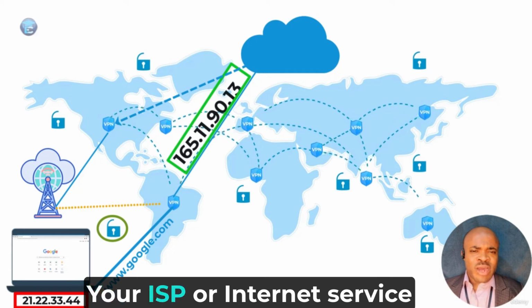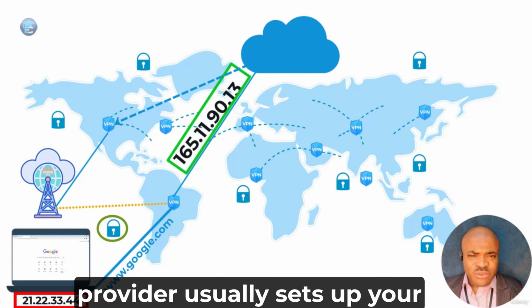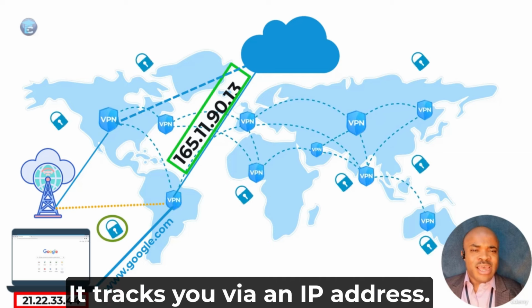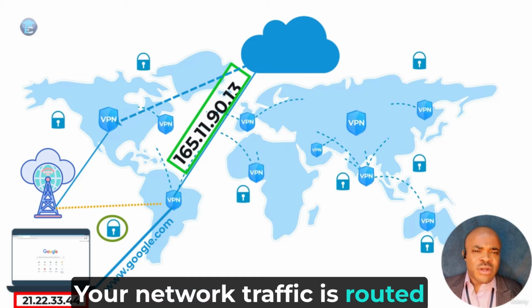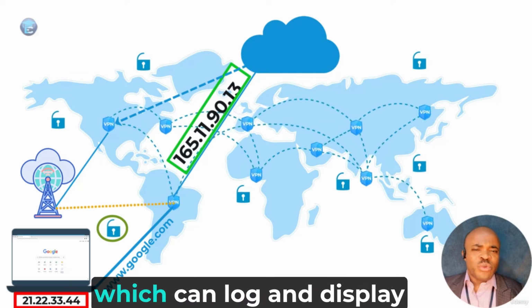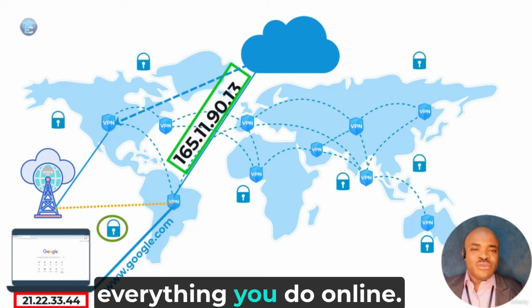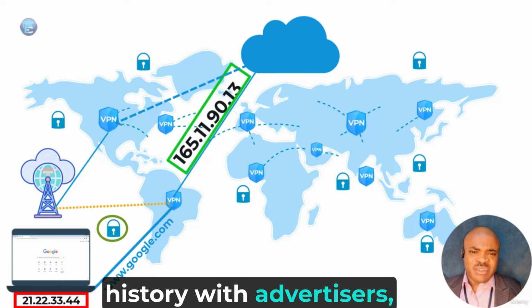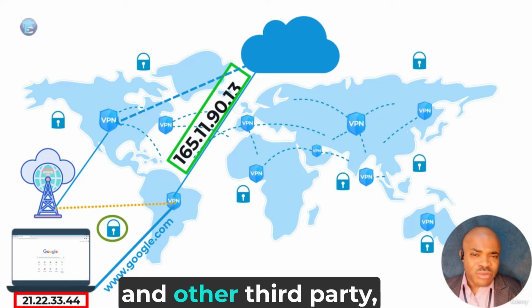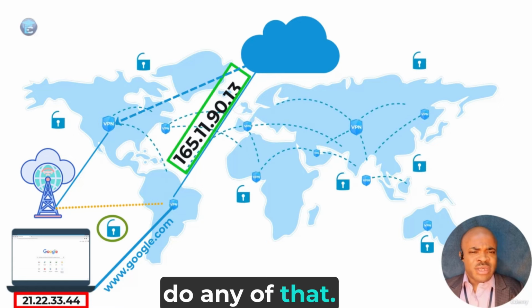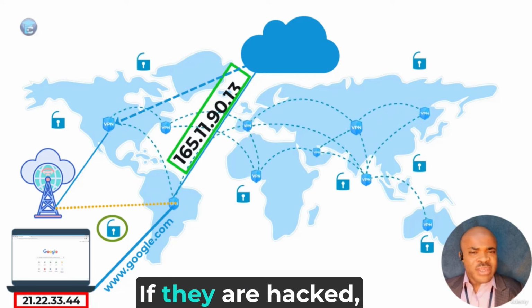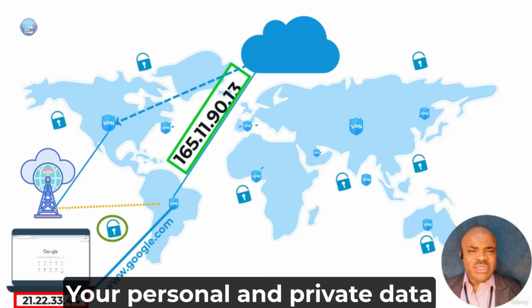Let's break this down. Your ISP, or internet service provider, usually sets up your connection when you connect to the internet. It tracks you via an IP address. Your network traffic is routed through your ISP service, which can log and display everything you do online. Your ISP may seem trustworthy, but it may share your browsing history with advertisers, the police or government, and other third parties. Even if they won't do any of that, ISPs can also fall victim to attacks by cyber criminals. If they are hacked, your personal and private data can be compromised, and there's no putting the lid back on.